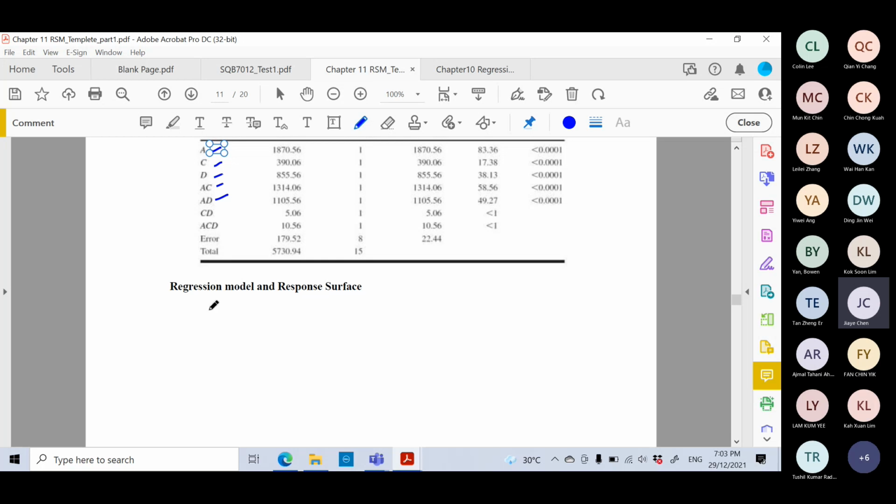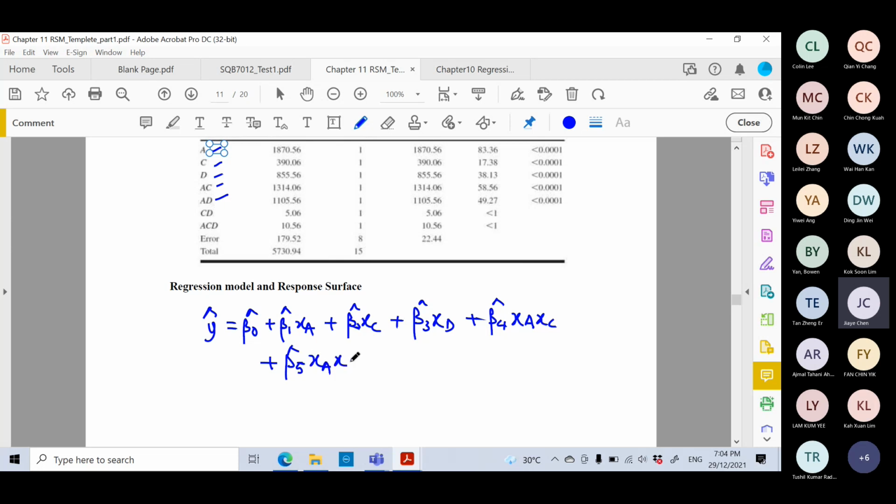Our regression model will consist of Y hat equal to beta naught hat plus beta 1 hat for XA plus beta 2 hat and so on. So these are the 5 factors here.